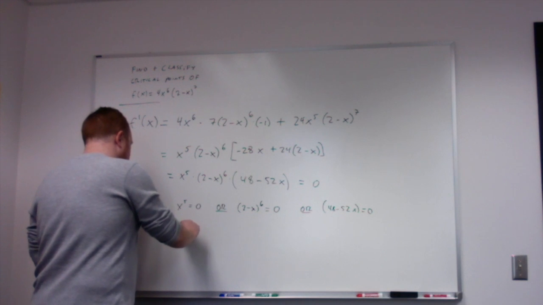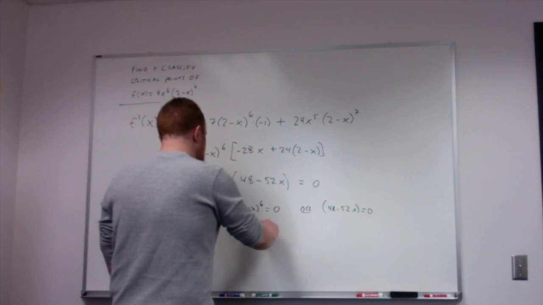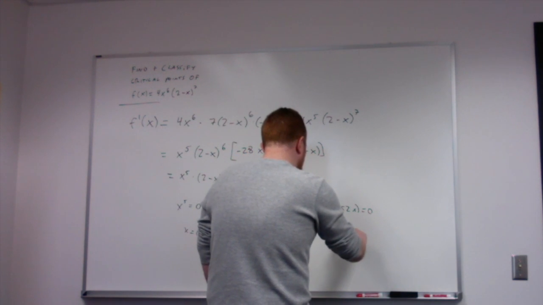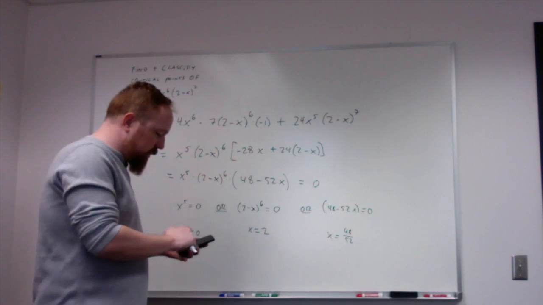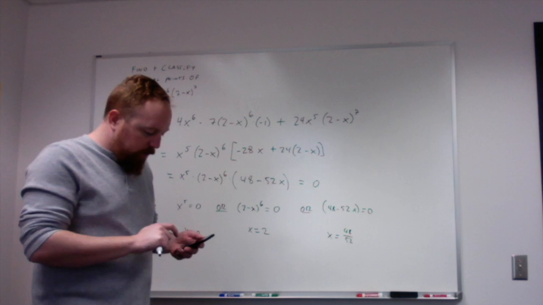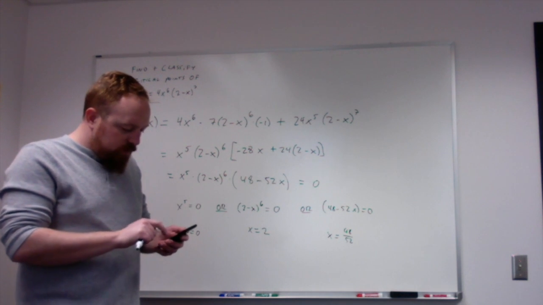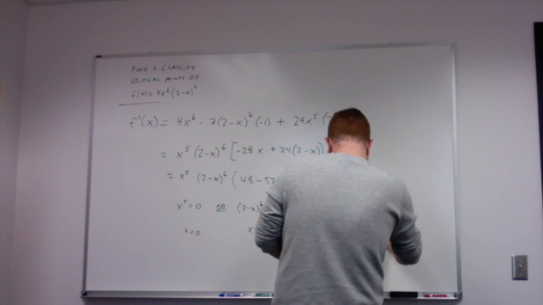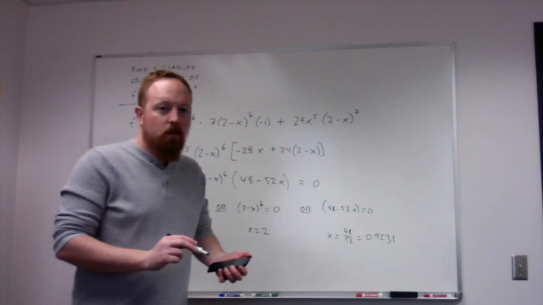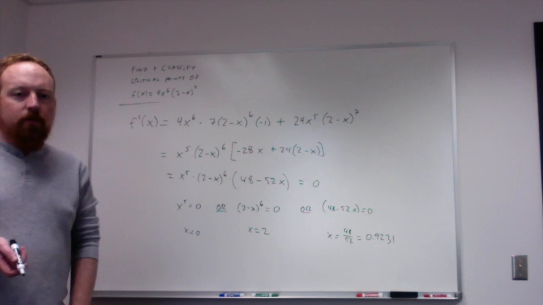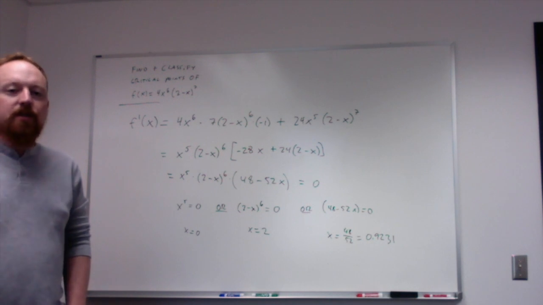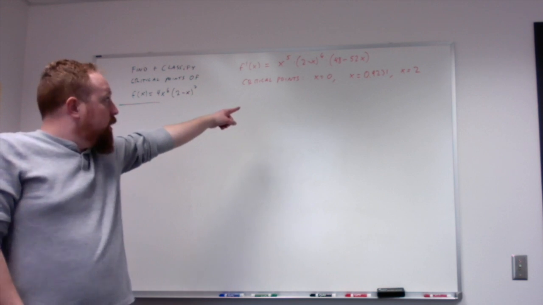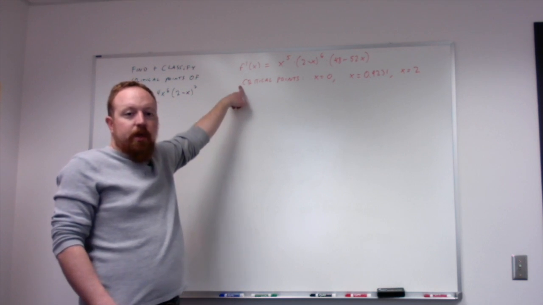So here we get x equals 0, here we get x equals 2, and here we get x equals 48 over 52, which, let's see what that is. Gonna plug it into my calculator. So 48 divided by 52 is, call it 0.9231. So far so good. Now we have the locations of our critical points. I'm now going to erase the board because I need some more board space. Okay, we're back. I've erased the board.